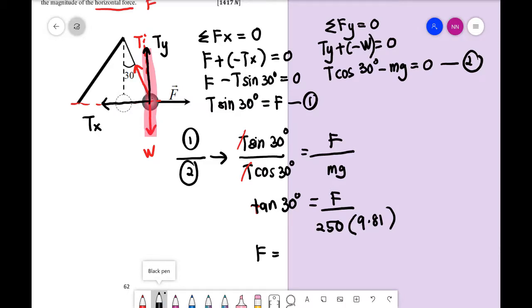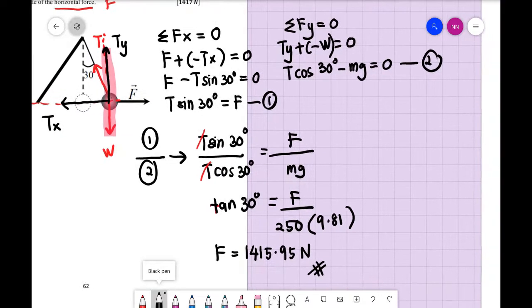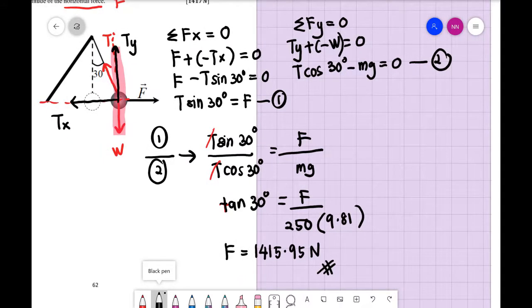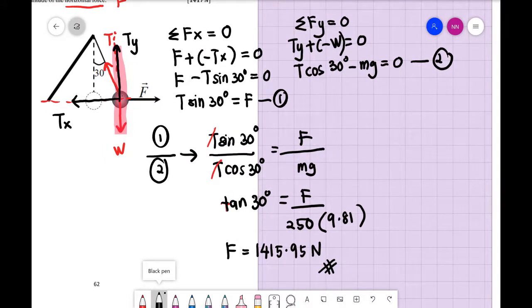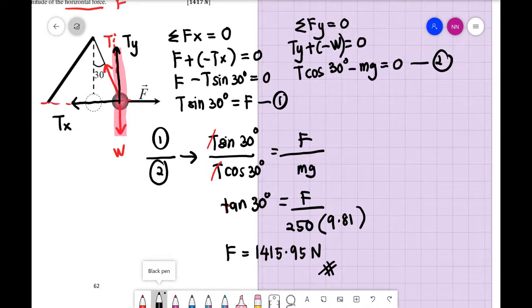So F is tangent 30 degree times 250 times 9.81. So it is equals to 1415.95 Newton. Alright, and then how about T? F we have already got. Okay, it is 1415.95 Newton. How about T?